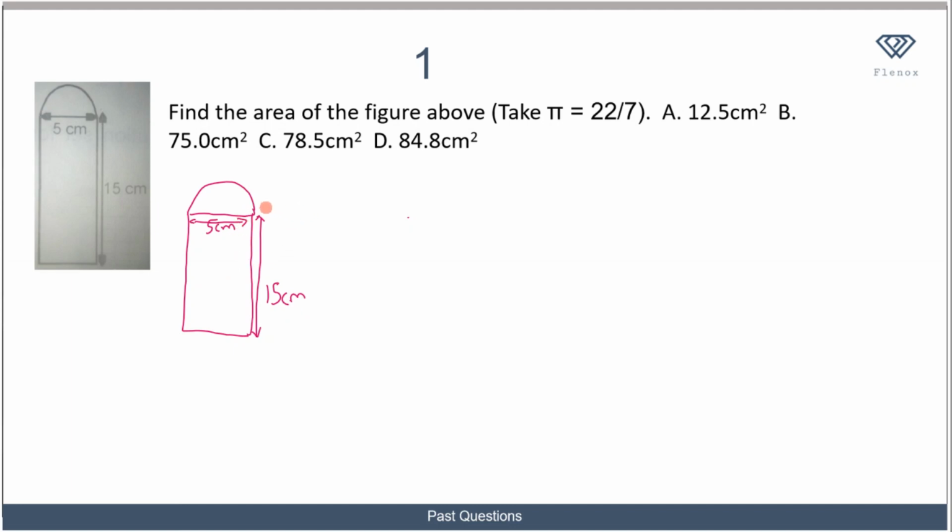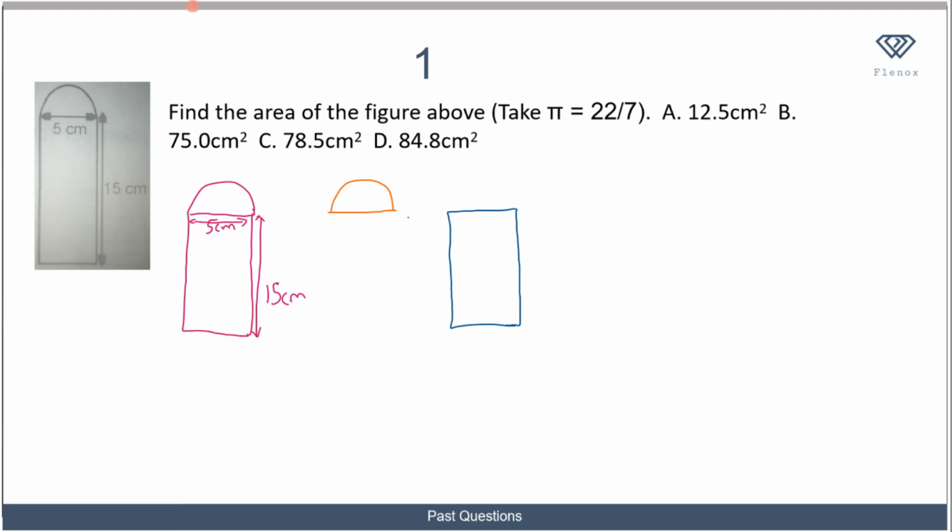Now we are told to calculate the area of this figure. So the first thing you want to do is split this figure into two different parts. For the first part, I'm going to take out the semicircle that is on top. So I have this semicircle over here. For the second part, I'm going to take out the rectangle, and I have this rectangle over here. So now I can easily find the area of these two shapes and add them together to get the total area of this figure.